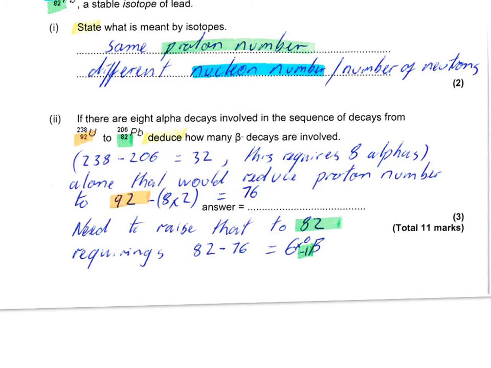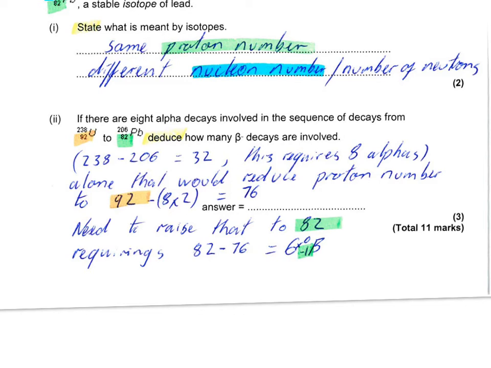Standard answer there. Now a more complex question: if there are 8 alpha decays involved in the sequence of decays from the uranium-238 to lead-206, deduce how many beta minus decays occur. So first of all, I just had a quick look at the nucleon numbers to make sure I had this right in my head. Going from 238 to 206 is a drop of 32, so that would be 8 alphas, as we've seen.